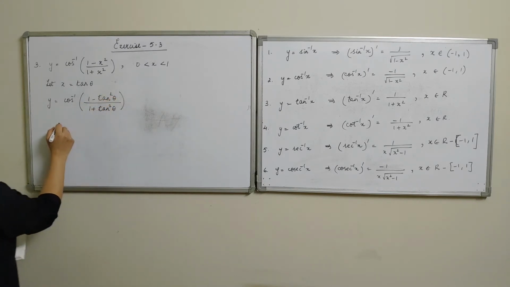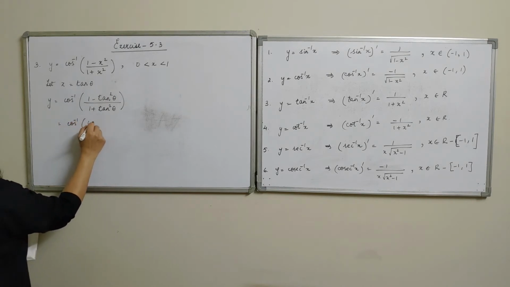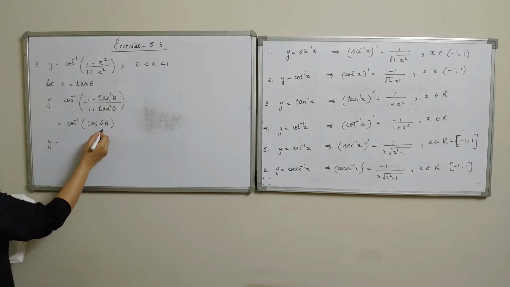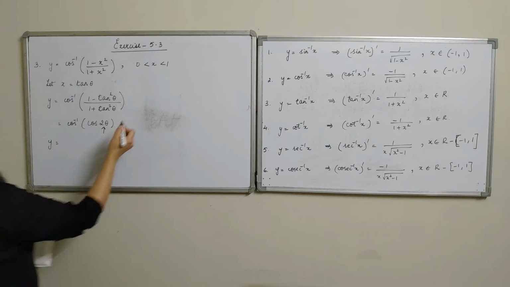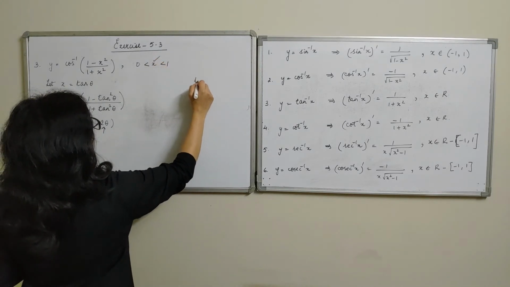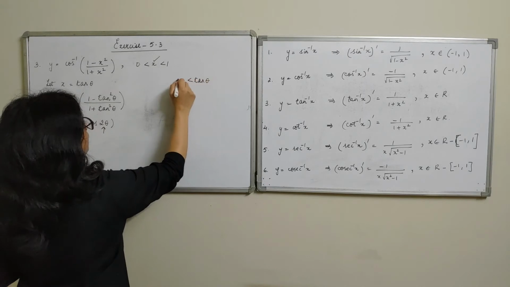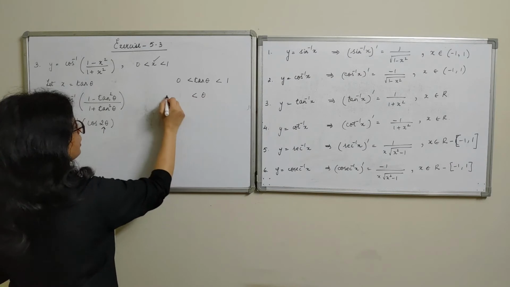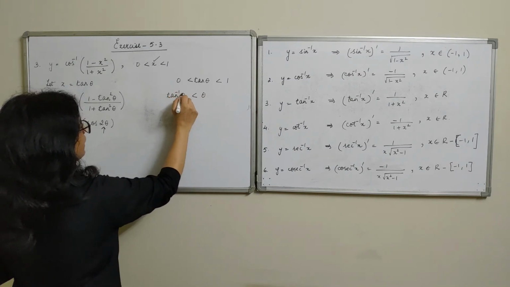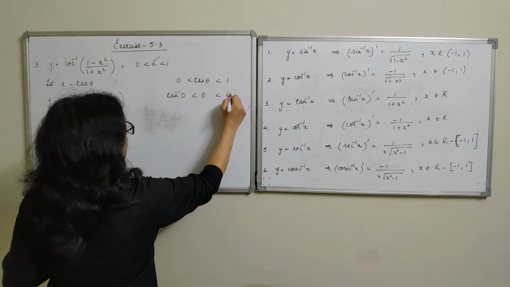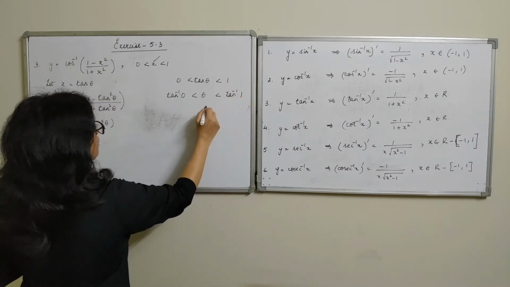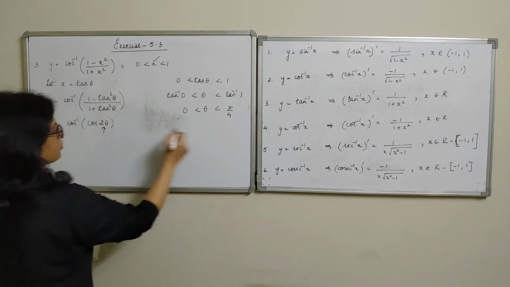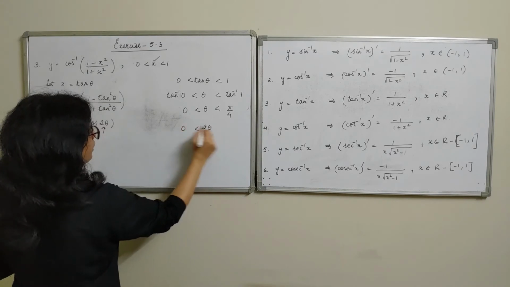Again, you have to remember the identity, and this identity is basically cos 2 theta. So the result will be equal to 2 theta if this angle belongs to the principal branch. Let us check. x is tan theta, so tan theta is greater than 0, less than 1. Because tan theta is an increasing function, theta can be written as tan inverse 0, and it is less than tan inverse 1. So theta is greater than 0, less than pi by 4. Our angle is 2 theta, so multiplying by 2 we get this.